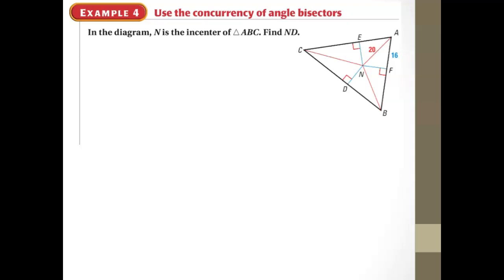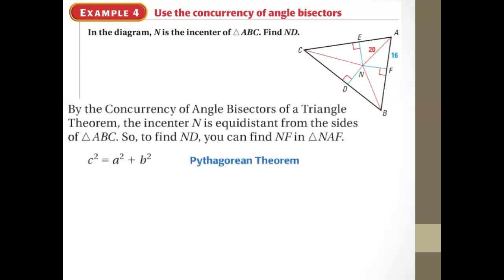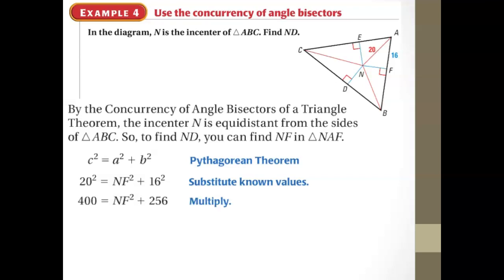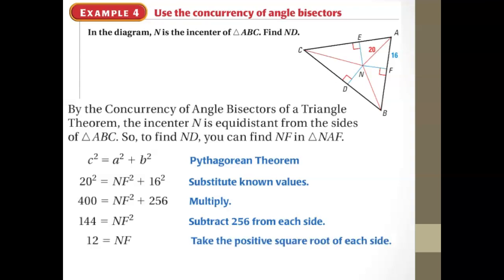If we look at that right triangle, we can apply the Pythagorean theorem to find the distance from N to F. Using the Pythagorean theorem, we have 20 squared equals NF squared plus 16 squared. We can simplify this, and we get that NF is equal to 12. Now we found NF, but since N is the incenter, we know that NF, NE, and ND are all equal to each other. So if we found NF is equal to 12, that means ND must also be equal to 12.